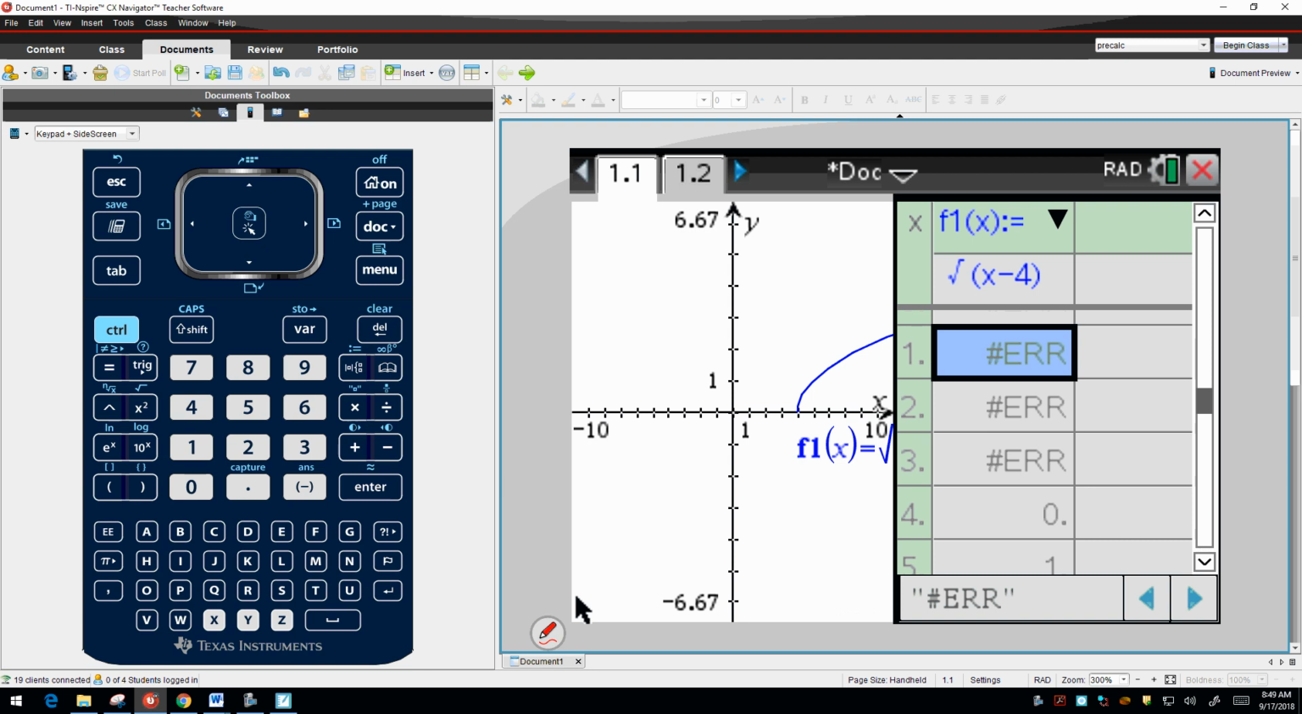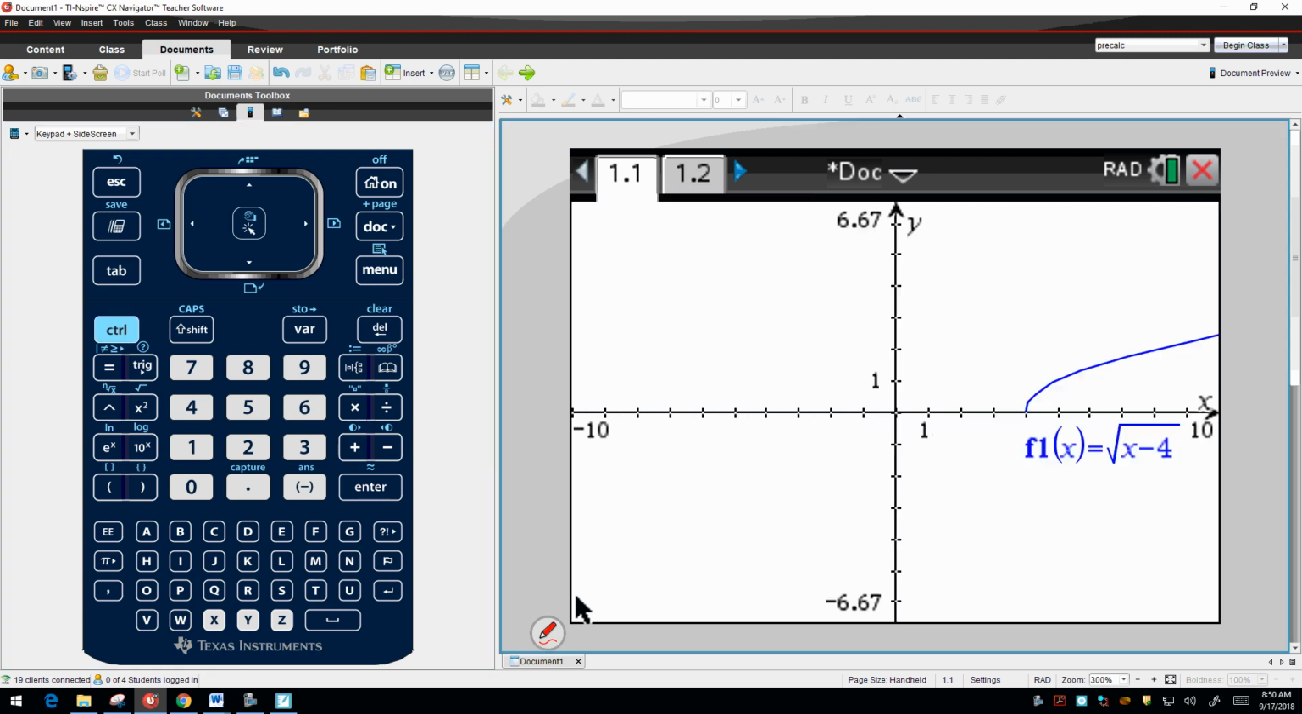Control T will get you your table, and I can see if I look at that table, I have errors of 3, but as soon as I get to 4, it includes 4, I have a value, and that's what we're looking for. Now if I look at the range, it's always your y value going up and down. I see it starts at 0, that's my lowest possible value, and it's going to go up and up and up and up forever towards infinity.